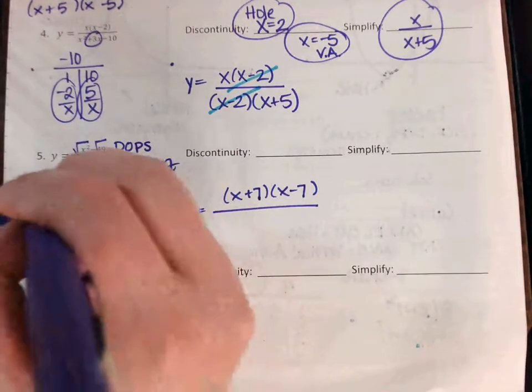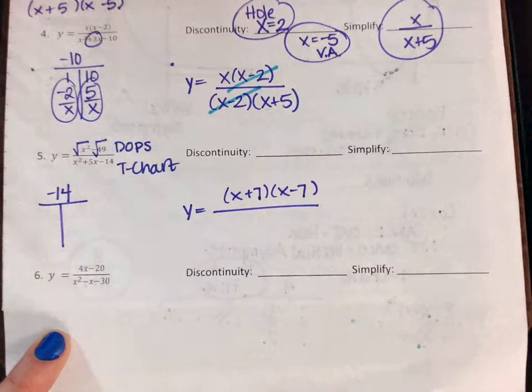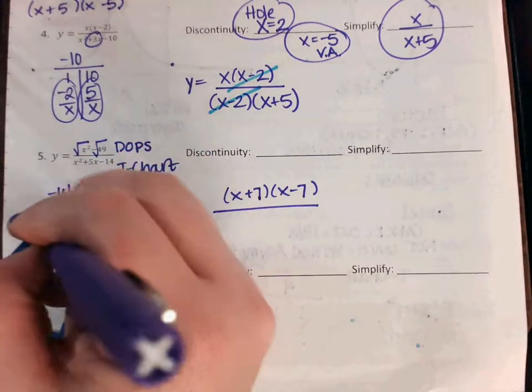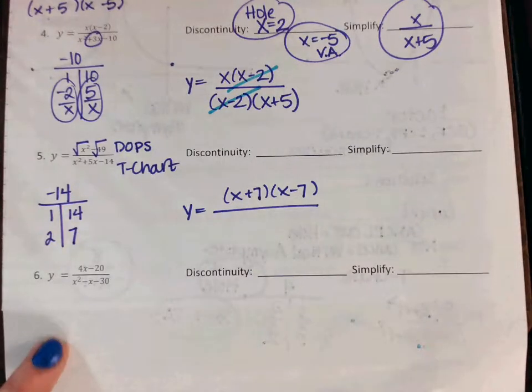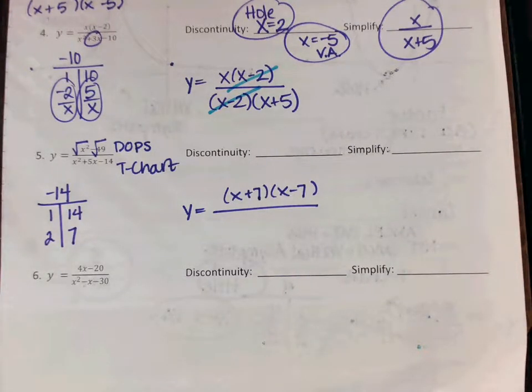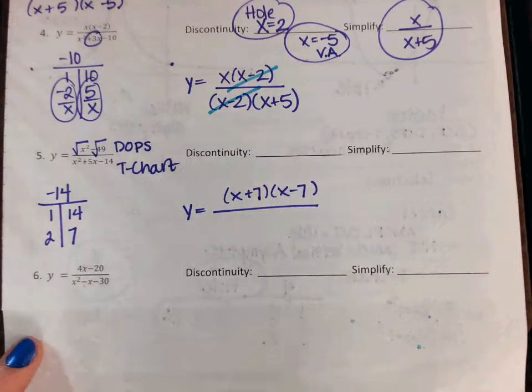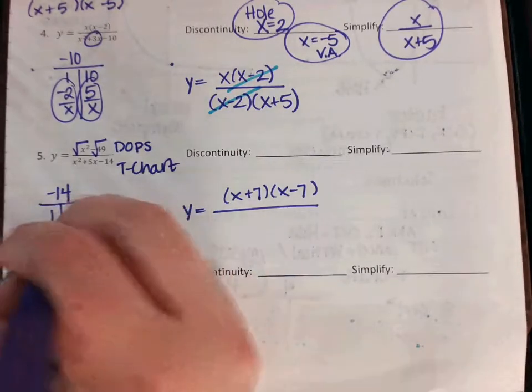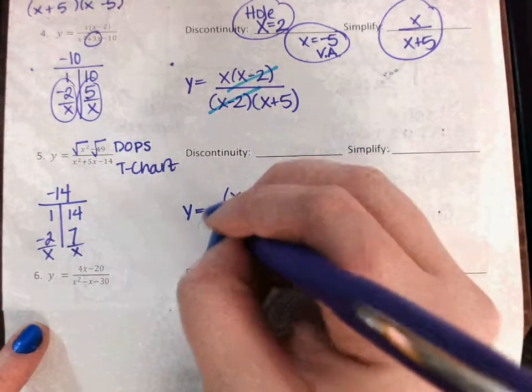Set up your negative 14. Only way to get 14 is 1 times 14 or 2 times 7. Which one will subtract to give me 5? 2 times 7. Which way do I minus? Minus on the 2. Good. So then I'll have x minus 2 and x plus 7.